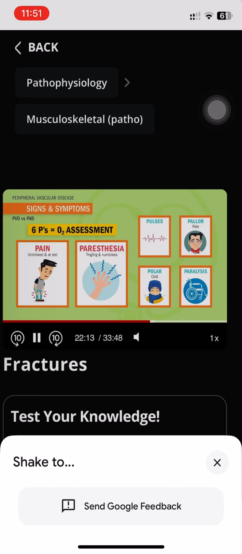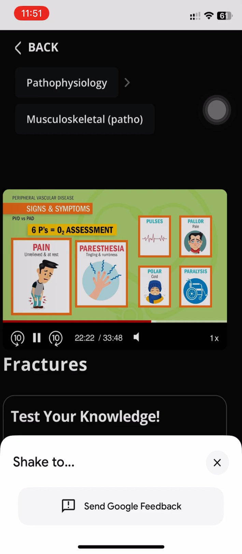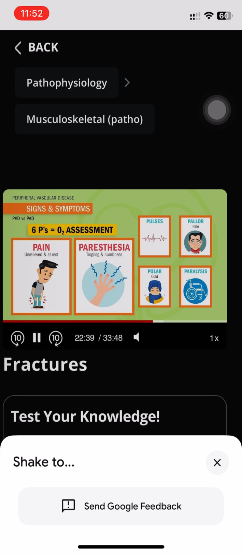So write this down. The 2 most important P's that will be on your test and usually always comes up in prioritization questions. Number 1 is pain, but guys, not any kind of pain. Unrelieved pain at rest. Big key word right there. When claudication is unrelieved at rest, this means PAD has moved into the most severe stages. And number 2 is paresthesia. Fancy words for tingling and numbness. It's like when your leg falls asleep, but guys, this is way more severe version. It's like the leg is holding its breath for a long time, or just being choked out.